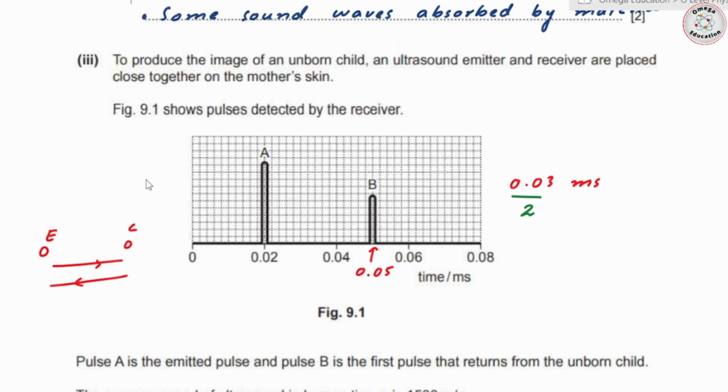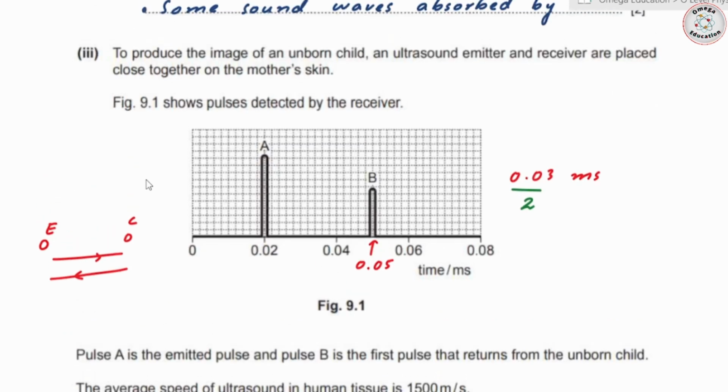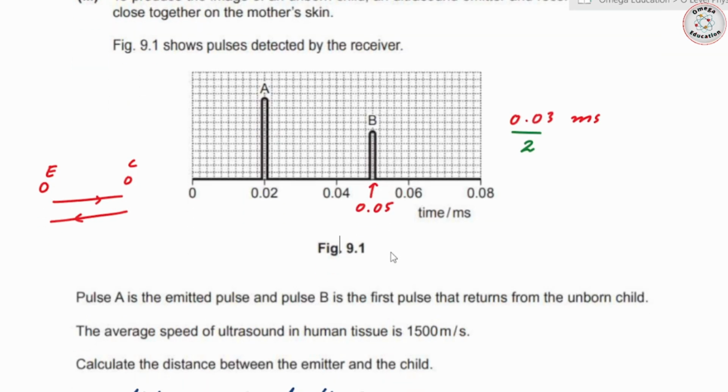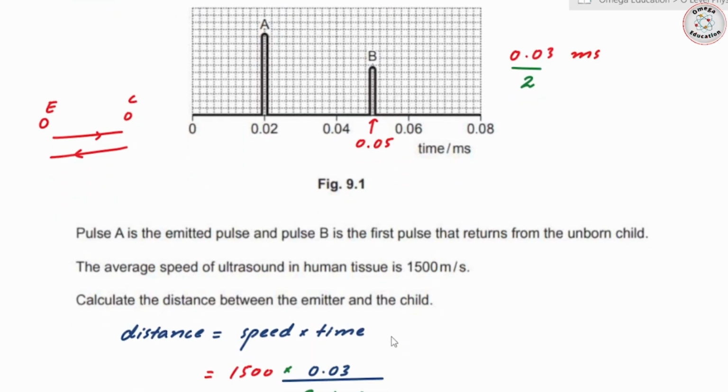Then we have this one. They send a pulse, which is represented as signal A, then it goes to the receiver and is received once again. The pulse is received after a time of 0.05 millisecond, which is marked as interval B. The average speed of the ultrasound in the human tissue is 1500. Calculate the distance between the emitter and the child.